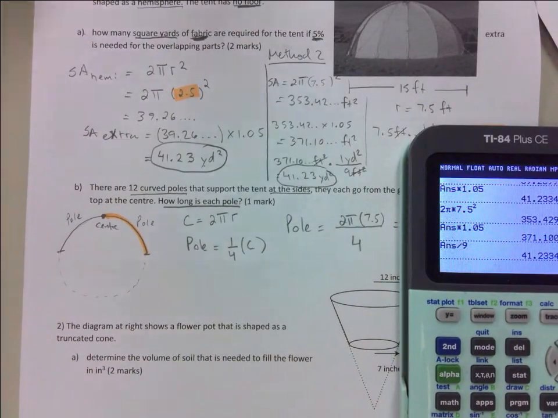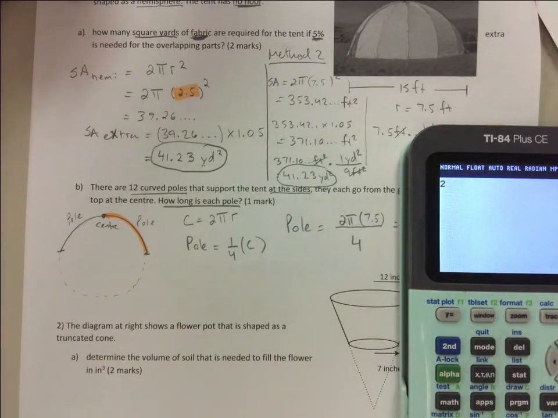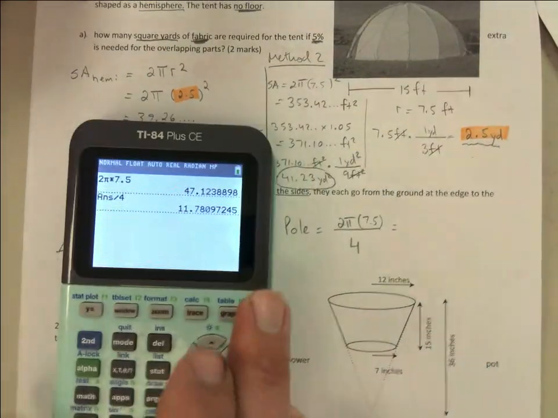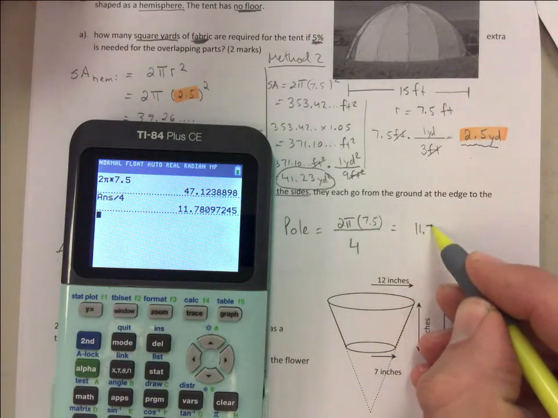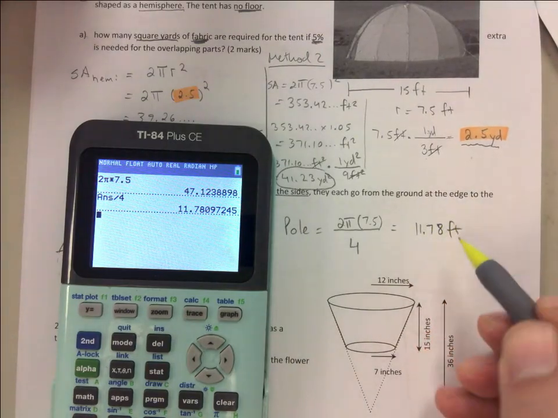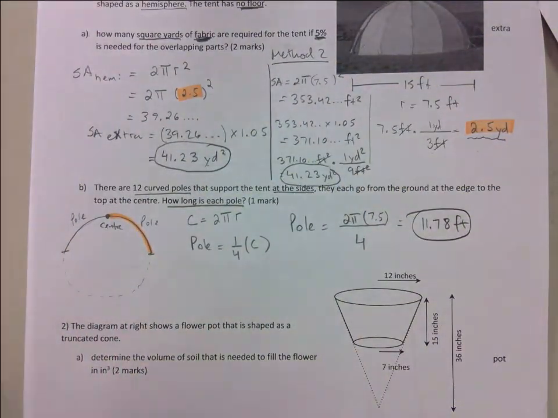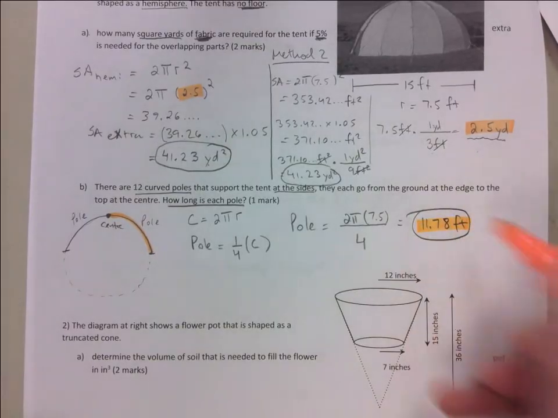So this would be 2 pi times 7.5, right? Divide that by 4. So it's 11.78. That is the answer that you would want to go with there.